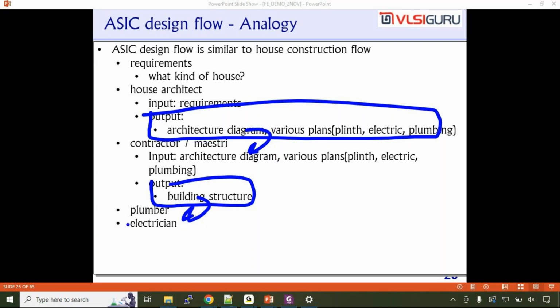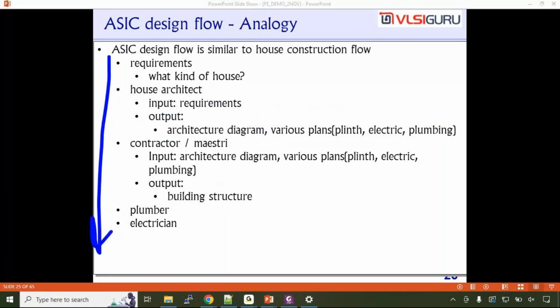Can an electrician work before the architect? Can a plumber do work before the contractor? No, right? There is a specific order, and that exact order has to be followed. Same thing happens in VLSI also. You have a carpenter, painter, different people involved.